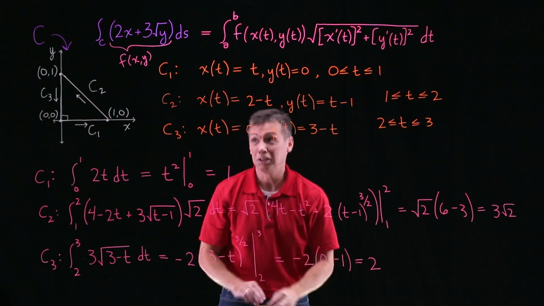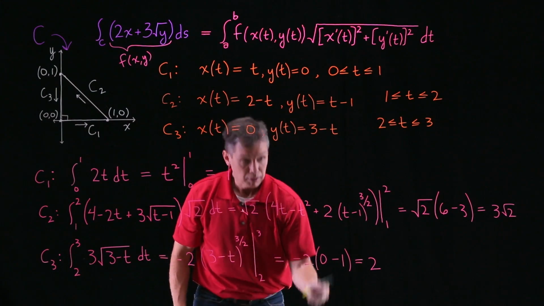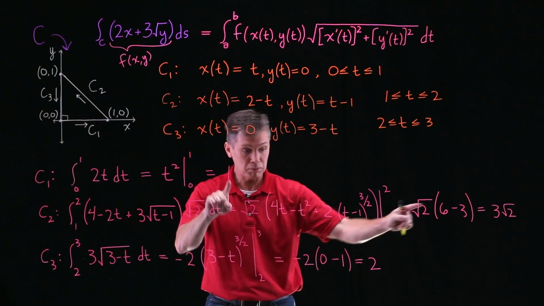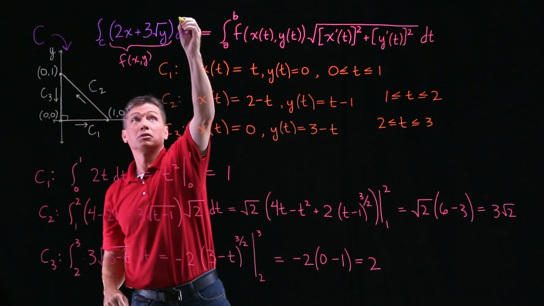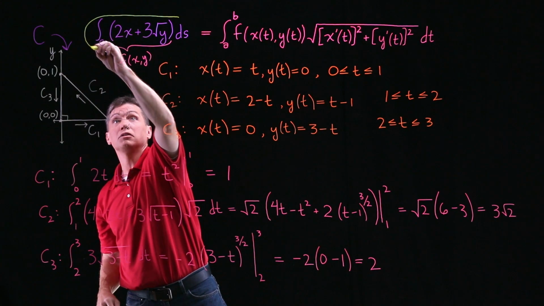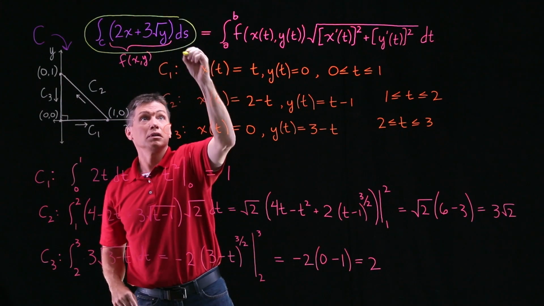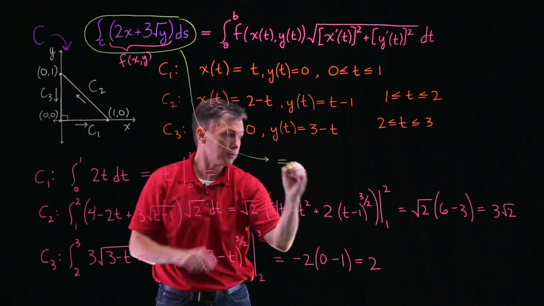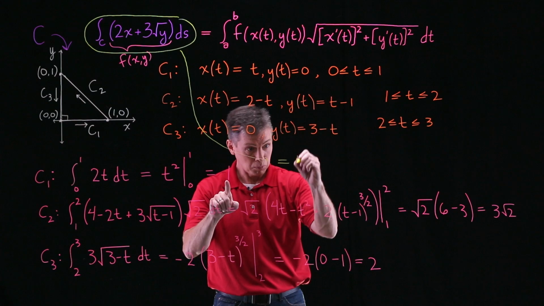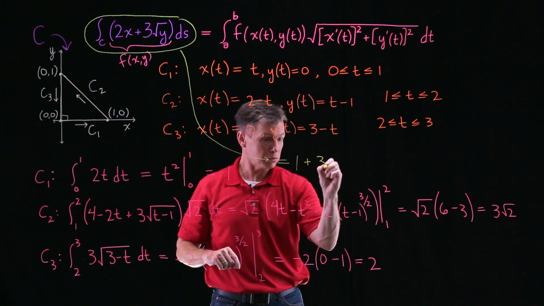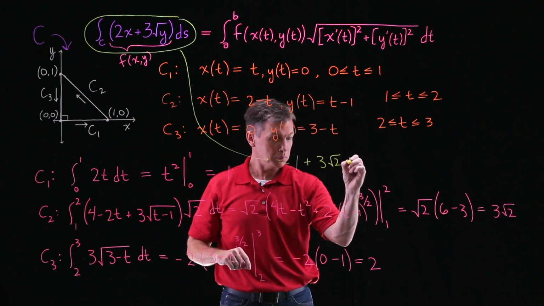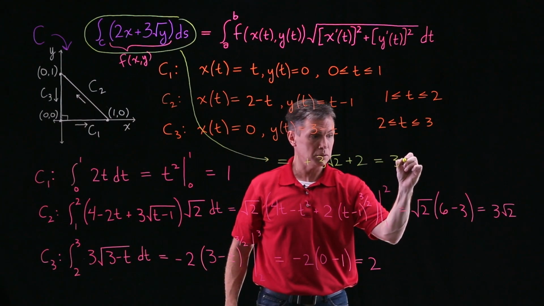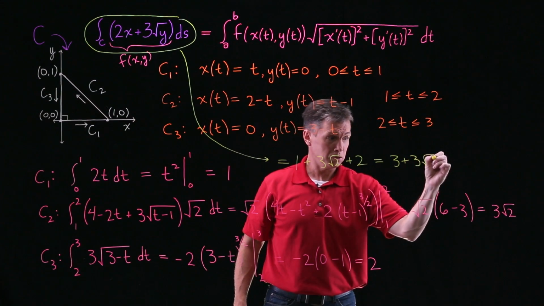This is our final answer here then. I'm going to use this little bit of space I have here just to write my final answer, which is just the sum of those 3 integrals. Okay, so this is what they asked us for. And this ends up equaling, where's the first one? 1 plus 3 square root of 2 plus the 2. And I guess I would simplify a little bit and say 3 plus 3 square root of 2.